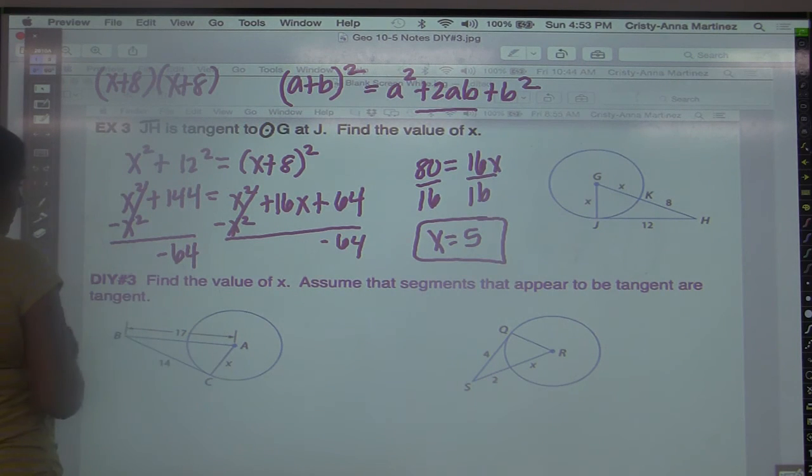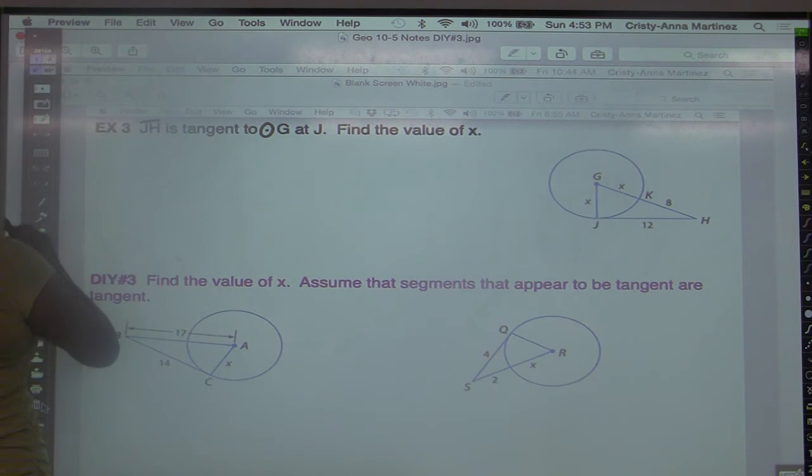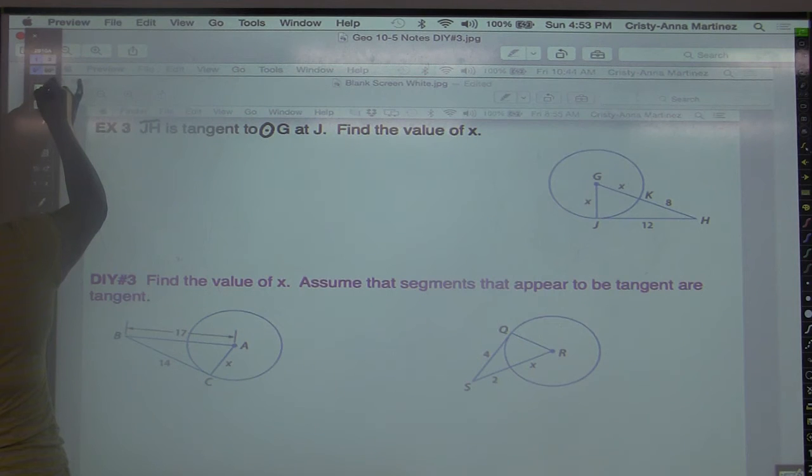So you can go ahead and do it yourself. Number 3, there's a part A and a part B. And we'll move on to constructions.